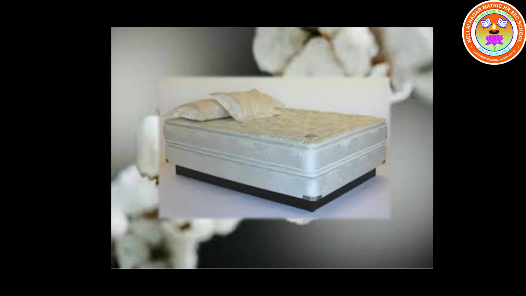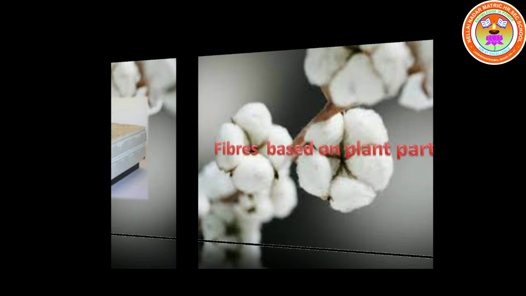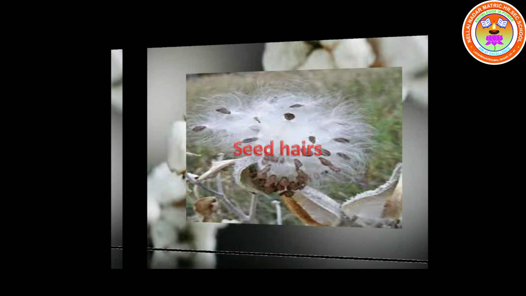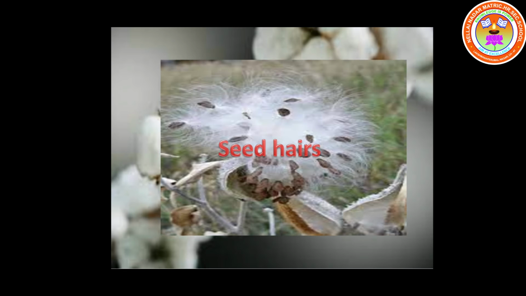Next is fiber yielding plants based on plant parts. First one is seed fibers. They include seed hairs. Example, cotton.